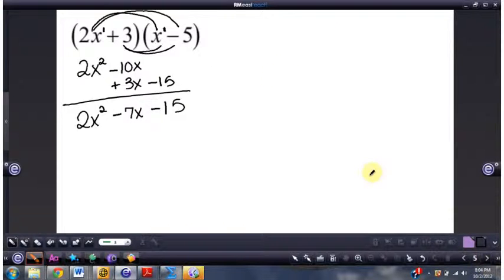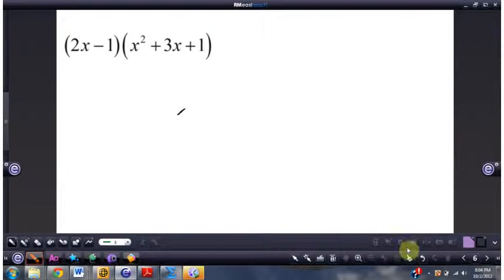Okay, the next one I wanted to look at is 2x minus 1 times x squared plus 3x plus 1. Once again, I know it's multiplication because there is nothing here in between these parentheses. So again, I'm going to take my first term and distribute it to each term to the right. So 2x times x squared. Remember, adding exponents, that's 2x cubed. Take it to the next one, add exponents, 6x squared.